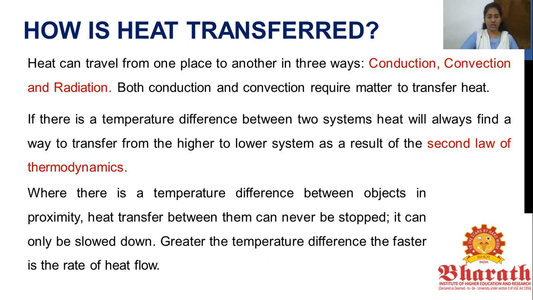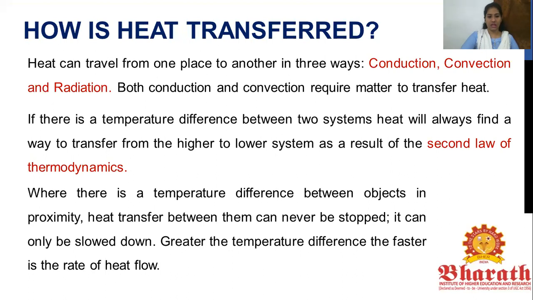Now, both conduction and convection require matter to transfer heat, whereas radiation happens through the surrounding medium. If there is a temperature difference between two systems, heat will always find a way to transfer from a higher to a lower system as a result of the second law. The transfer of heat is dependent on the second law of thermodynamics, which says the transfer happens from a higher system to a lower system.